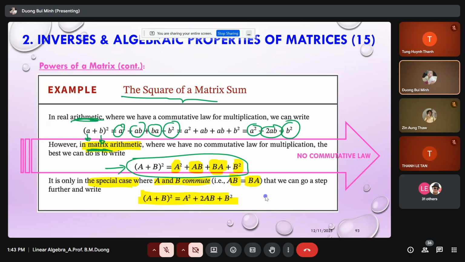Then, I say, no commutative law. No commutative law. That means A times B is different from B times A in general.